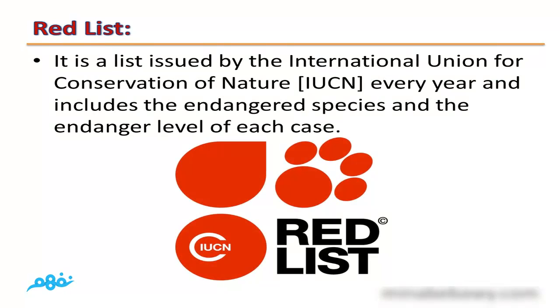Red list. What's meant by a red list? It is a list issued by the International Union for Conservation of Nature, IUCN, every year and includes the endangered species and the endangered level of each case.